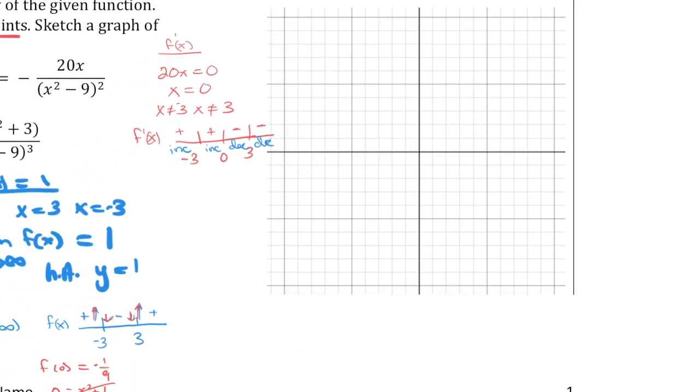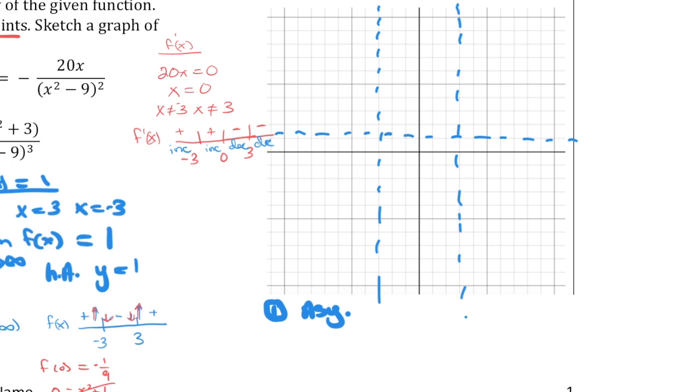The first thing you want to do is graph your asymptotes, because those, once again, are the bones of your function. So we have vertical asymptotes at negative 3, at 3, and we have a horizontal asymptote at 1. Next, we want to put in our zeros of a function, or the intercepts. So for the intercept, we have 0, negative 1/9. Notice we're just plotting that as best we can.